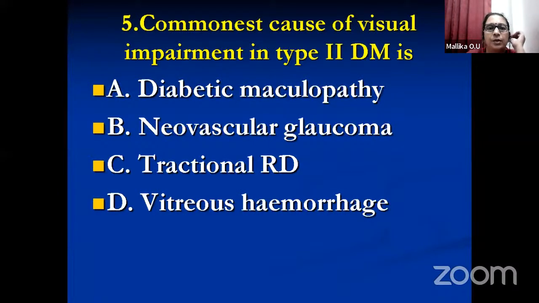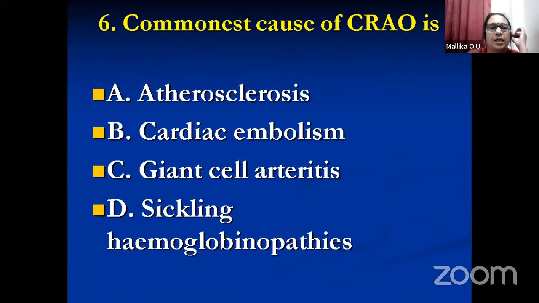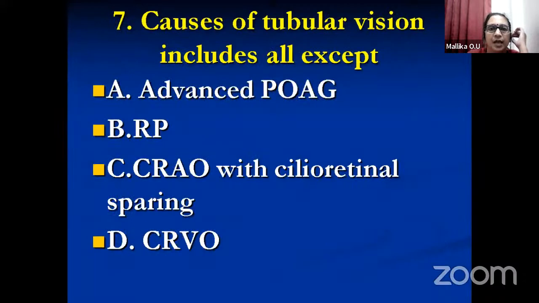Commonest cause for visual impairment in type 2 diabetes is diabetic maculopathy. Commonest cause for central retinal artery occlusion is atherosclerosis. Causes of tubular vision. Again, this is very important for one word answer. Causes, I mentioned retinitis pigmentosa, which produces retained central tubular vision, advanced primary open angle glaucoma, which produces temporal tubular island of vision, central retinal artery occlusion.